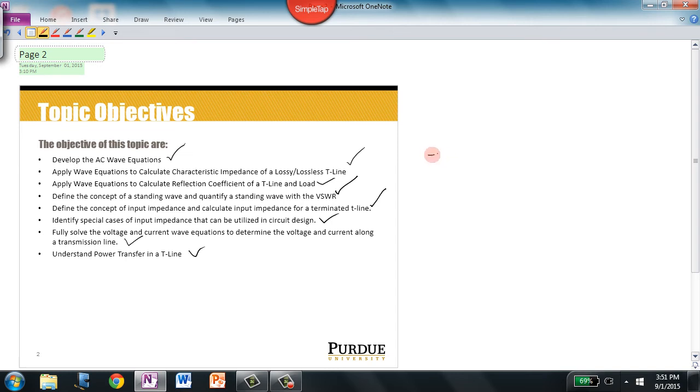So the first thing is we're going to take that distributed parameter model that we already have, where we've got R prime, which is the distributed resistance, and L prime, which is the distributed inductance, and then of course we've got the shunt elements, C prime, distributed capacitance, and G prime, which is distributed conductance. So we're going to start with this, and we're going to see how the voltage and current waveforms propagate in an AC system along this differential element of transmission line using Kirchhoff's voltage law and Kirchhoff's current law.